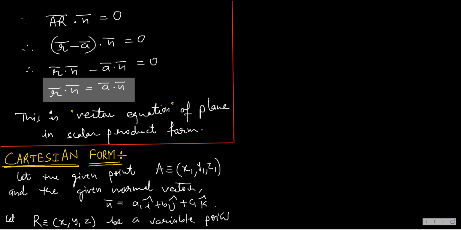Variable point on the plane. Okay. So now we will, right. Therefore, see, from point A we can have A bar. What is A bar? A bar is x1 i cap plus y1 j cap plus z1 k cap.